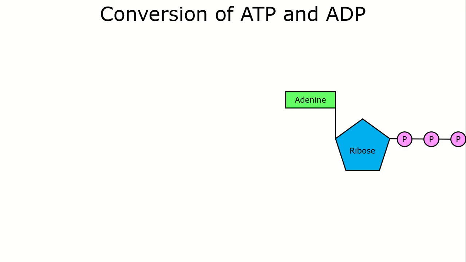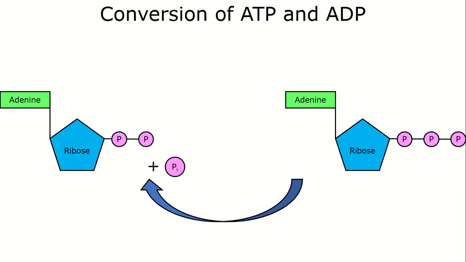So now let's have a look at the conversion process between ATP and ADP. On our right hand side of the screen, we've got an ATP molecule, and we know this because there are 3 phosphates present. And then on our left, we've got our ADP, because there are only 2 phosphates, and this purple dot that's floating around with a Pi in the centre is our inorganic phosphate.